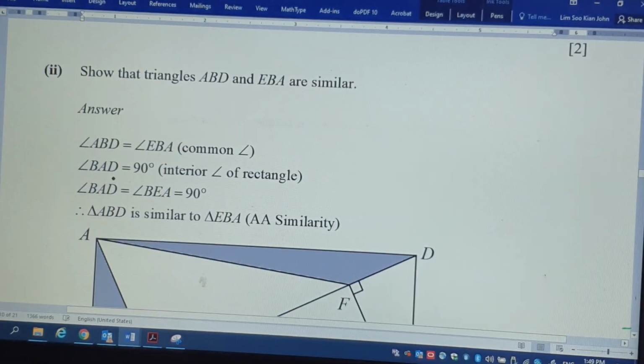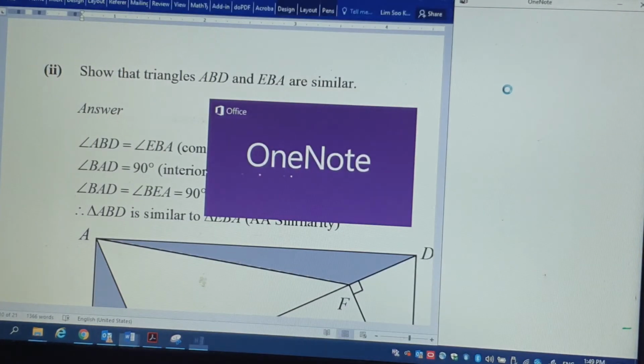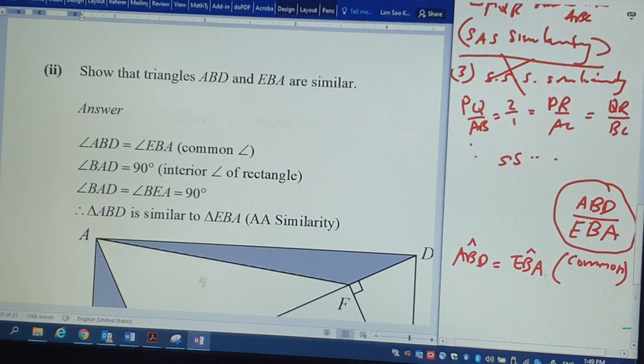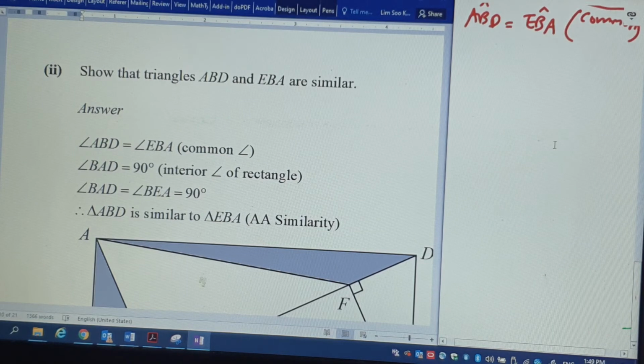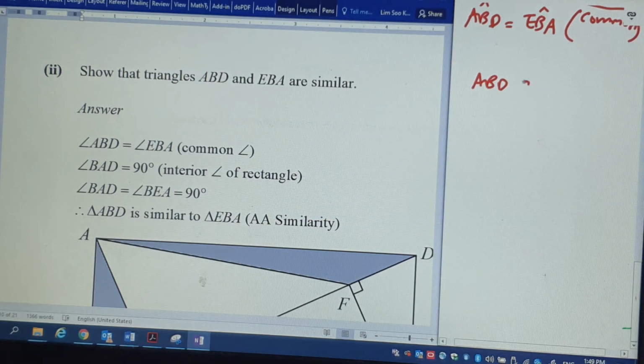Wait, let me write here. I need the thing to write for you, otherwise you don't know what I'm talking about. Okay, wait. Can you see that ABD is similar to EBA? Okay, I write like that again. ABD similar to EBA. Easier to see. You trust me, like that it's easier to see.